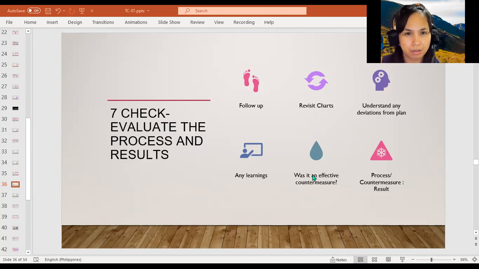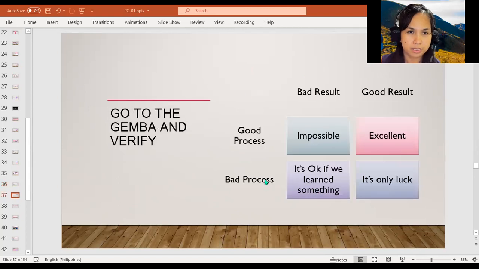All right. Now, we also, as part of this step, go to the Gemba and verify. What does that mean? Of course, in order for us to check the results and the process, we must go to the Gemba, or the place the work is done, in order to see with our own eyes, while also talking to the people involved with the process on a day-to-day basis. By going to the Gemba and really listening to the people, we'll be able to learn a great deal about what's working and what isn't.